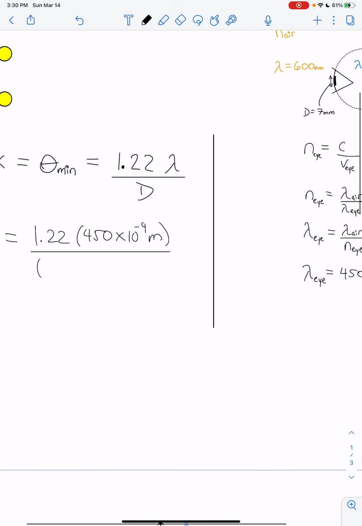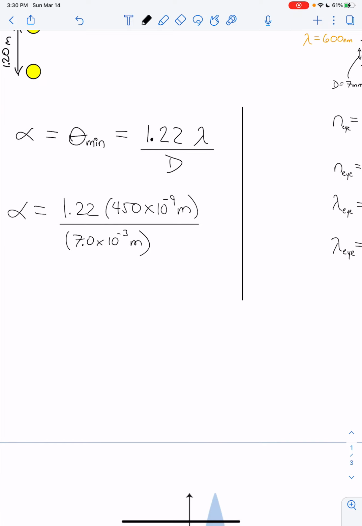That's our aperture. So that's 7 times 10 to the negative 3 meters. Great, so let's get that angle. But that angle isn't really what we want, right? That is going to get us what we want.